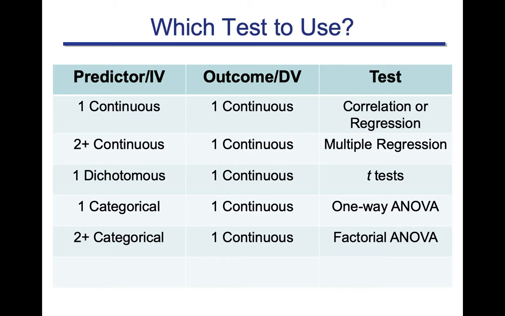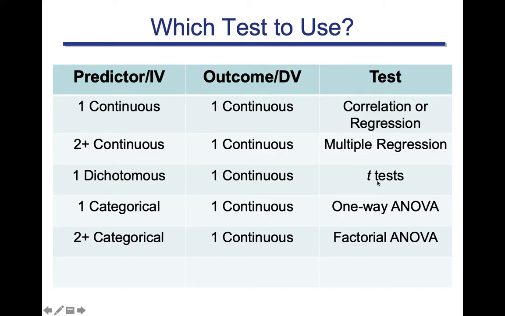So when we want to analyze a predictor that is continuous and an outcome that is continuous, we're going to use a Pearson correlation coefficient, or we can do a simple bivariate regression. If we have an outcome variable that is a continuous variable and multiple predictors, we'll do a multiple regression.